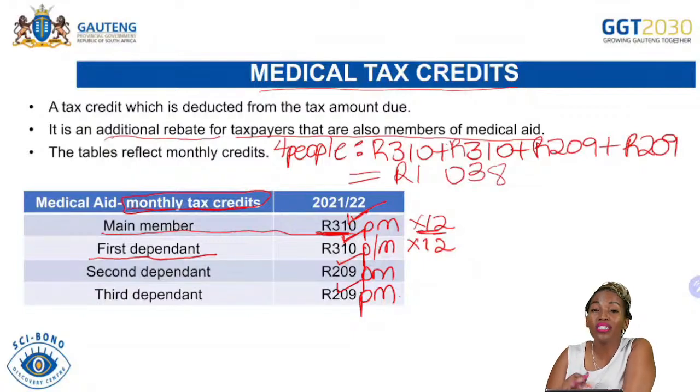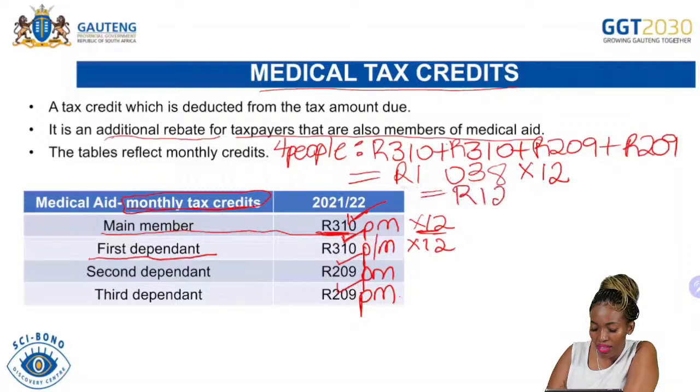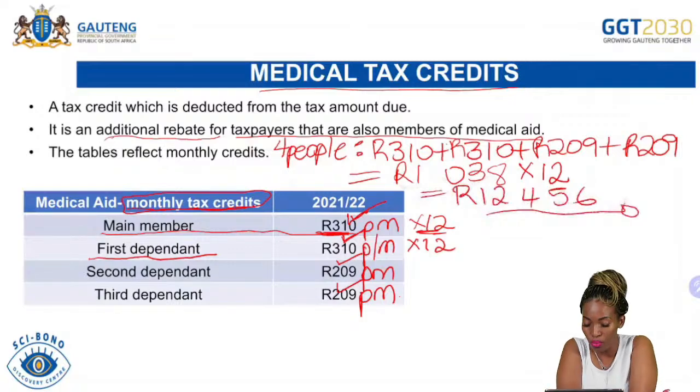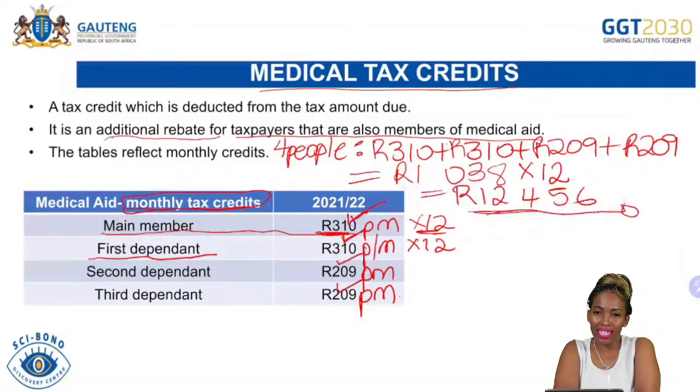And the answer that we are getting is 1,038. But remember, this amount is monthly, so we must always convert it to per annum. So I will multiply by 12, and the answer is 12,456. So this is the answer that you will get as the medical aid tax credit. This means that if you are calculating this individual's tax, at the end, when you subtract your rebate, you are also going to subtract an additional 12,456 for the medical tax credits.